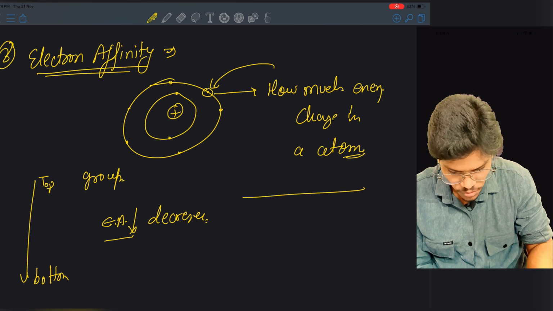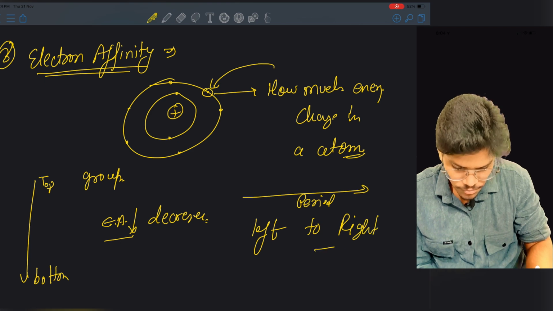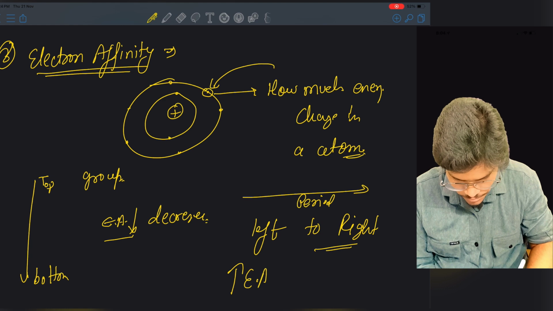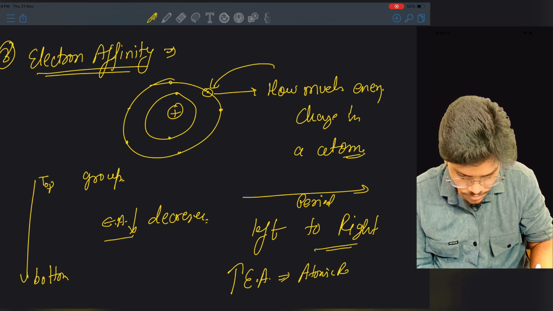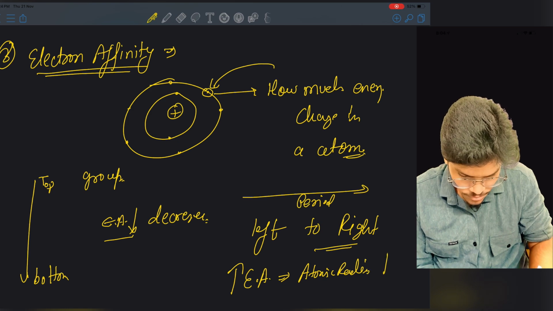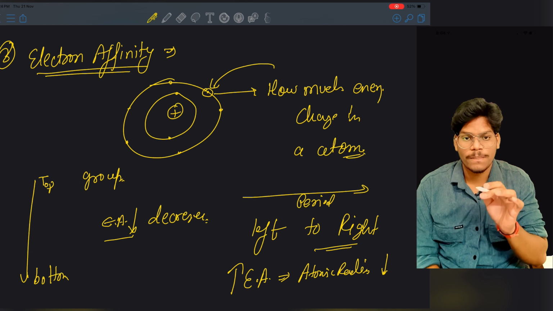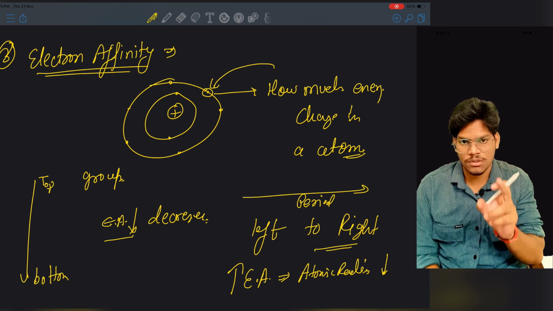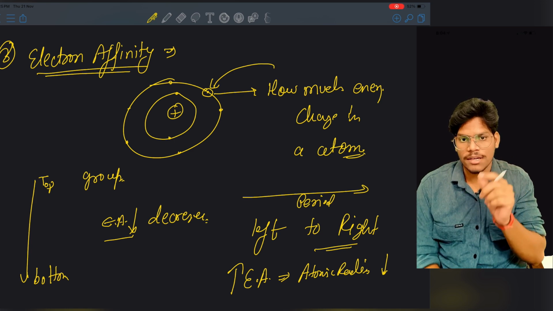Like this, when we go in a period from left to right, the electron affinity increases because the atomic radius decreases and the attraction force between electron and nucleus increases. So that's why when we add an electron to an atom, that is very difficult and the energy must be greater.